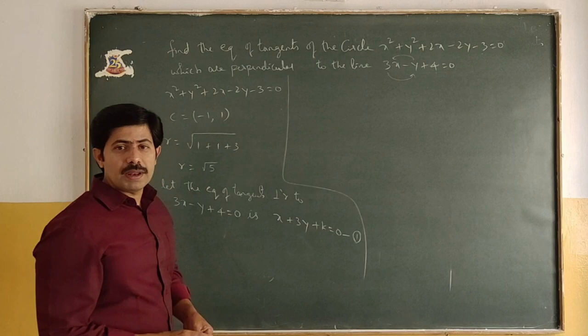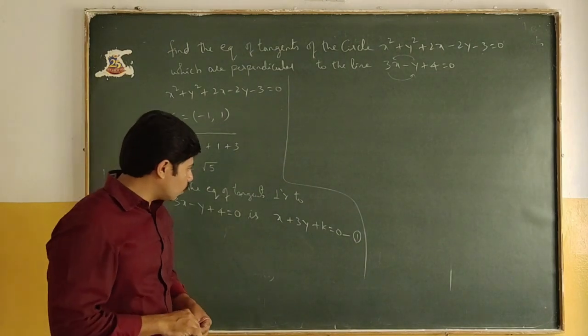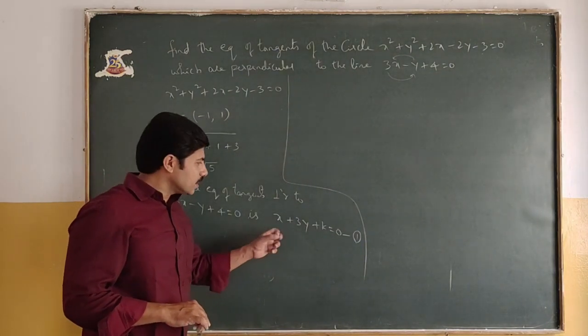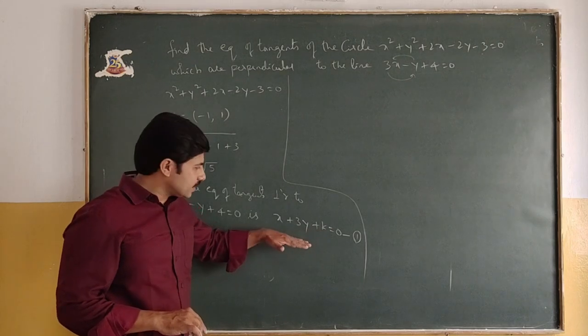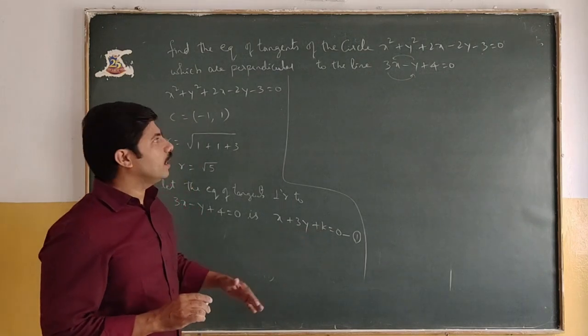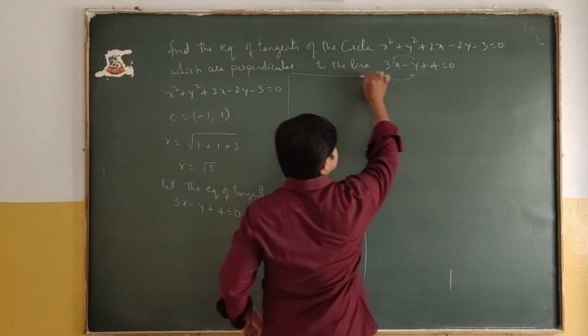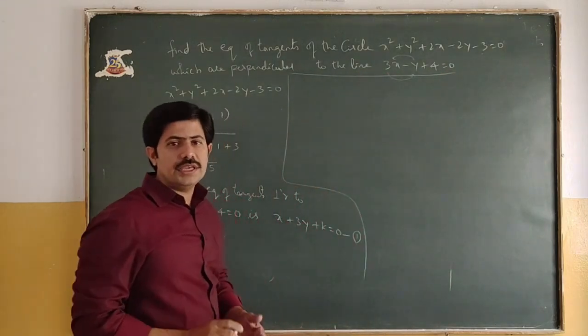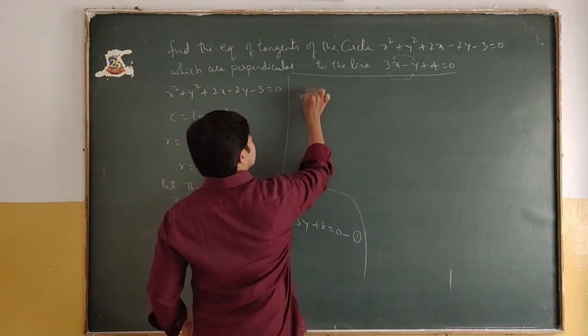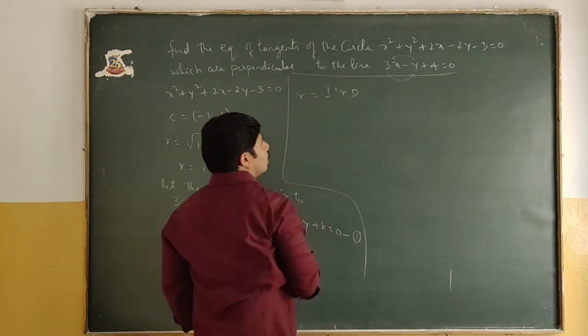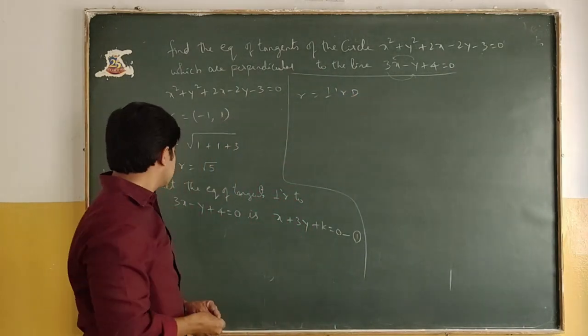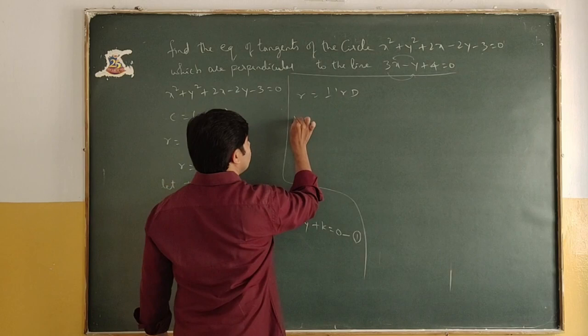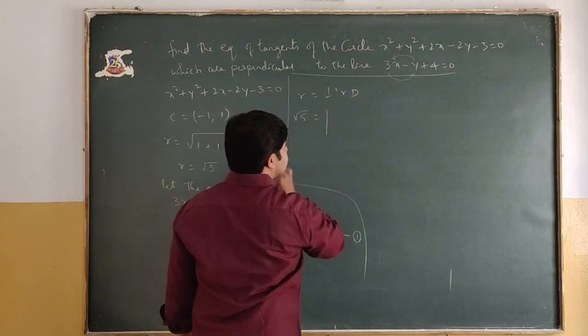Now x plus 3y plus k is equal to 0 is a tangent. In this, we have to find out k. As this line is a tangent to the circle, we have to use the condition of tangency. Condition of tangency means radius is equal to perpendicular distance. So, what is radius? Radius is root 5.